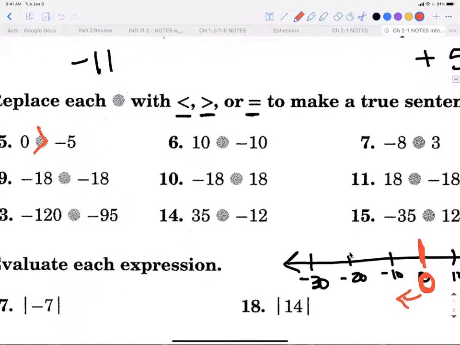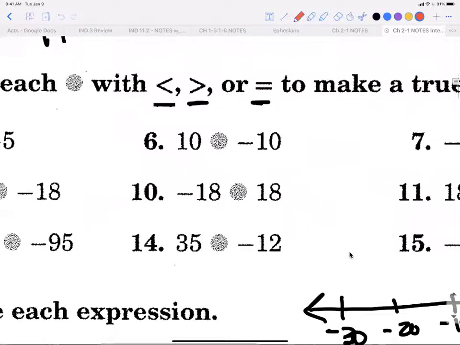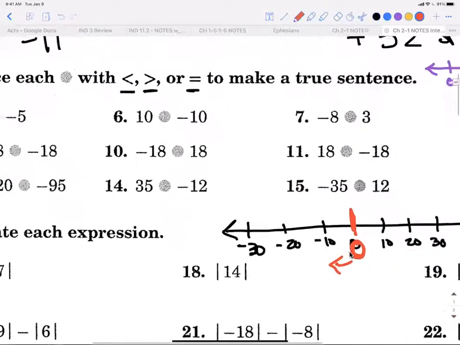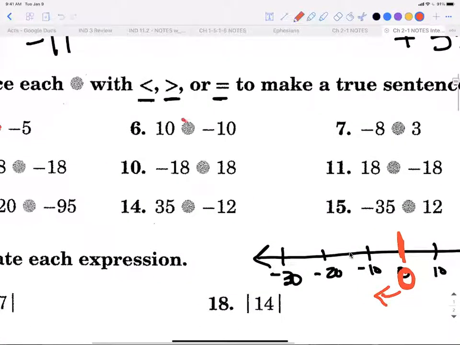So for number 10, somebody that hasn't answered yet, which is bigger, 10 or -10? Somebody that hasn't answered yet. I'm going to start randomly calling on people if somebody doesn't volunteer. Gage. 10 and -10. There you go. Yeah, 10 is greater than, so the open part of our inequality goes toward the 10.